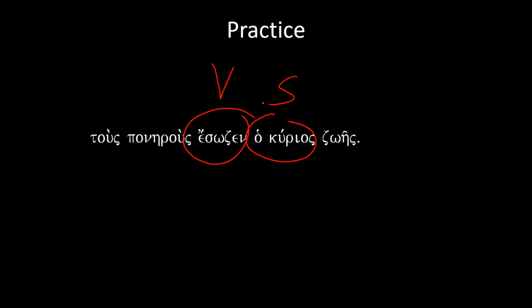So by itself, esodzin, we have an augment on the front. We have no sigma alpha in here. This is from sozo, I save. So this is going to be imperfect. We have an augment, number 2 endings. This is third singular. He was saving. I can go ahead and write it out, or maybe I'll see if I have a nominative subject. And I do. It's ha kurios. So the Lord was saving.